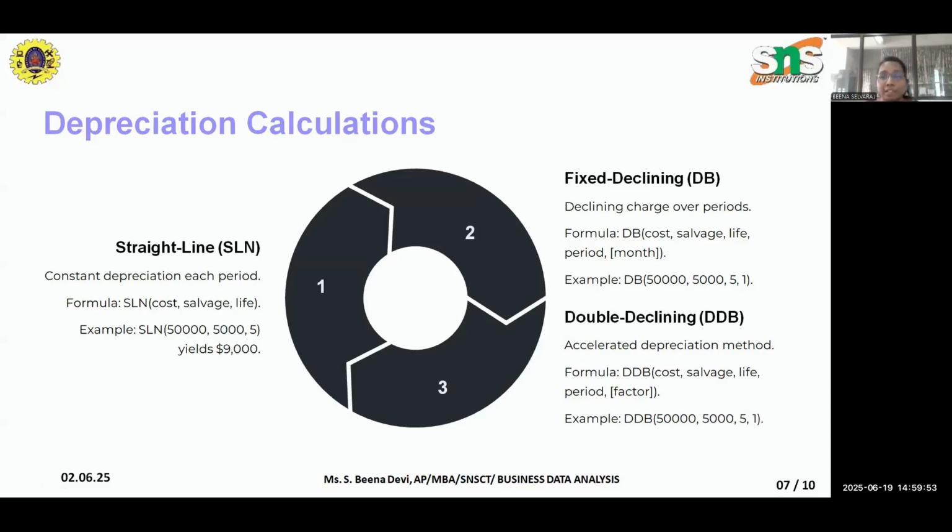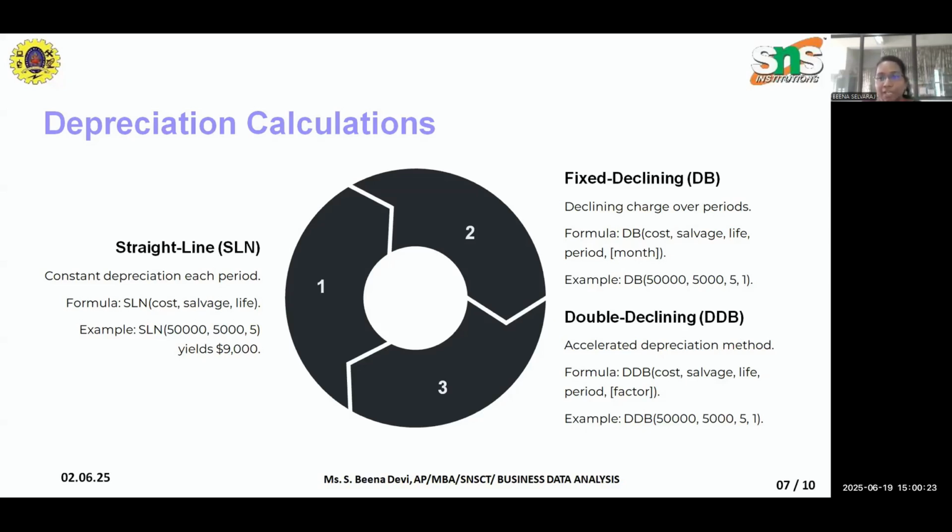There are three depreciation methods which can be taught. The first one is the straight line method. The second one is the fixed declining method, and the third one is the double declining method. We all know that whenever we buy a product, if it is a movable product, we need to calculate the depreciation for it. So how do we calculate depreciation using these three methods?